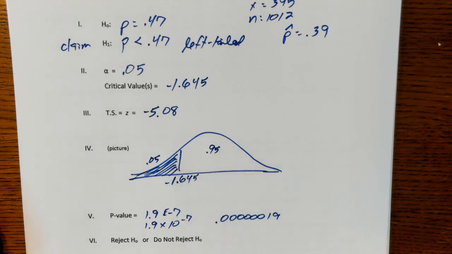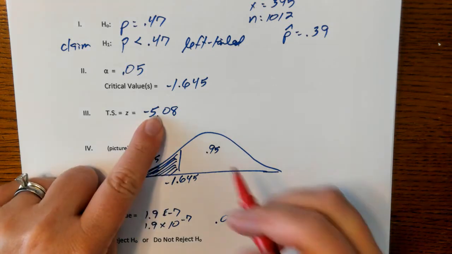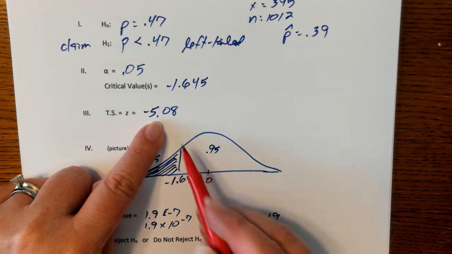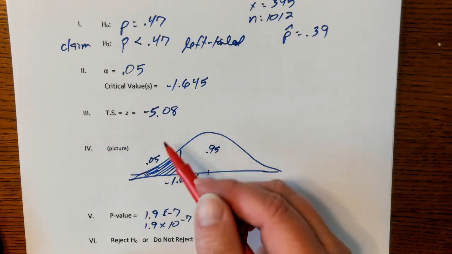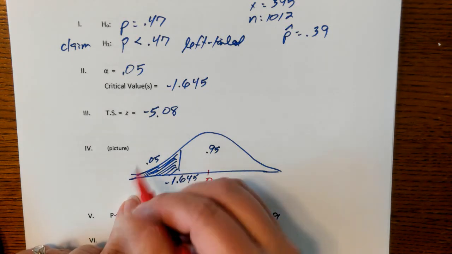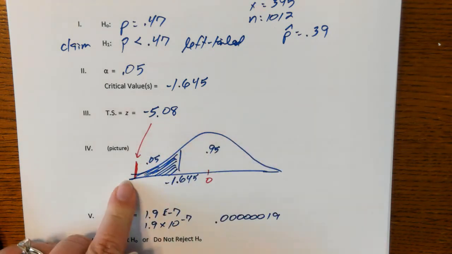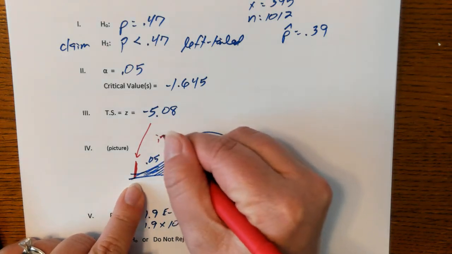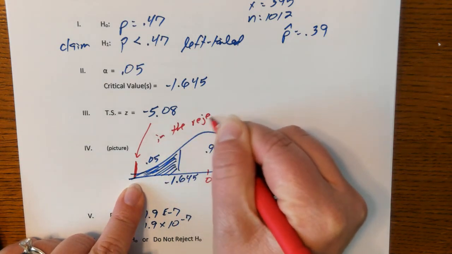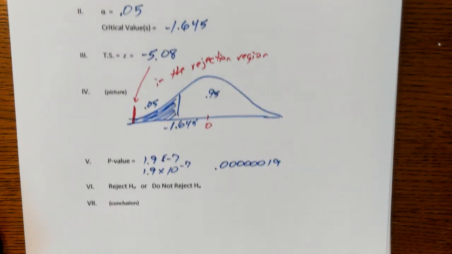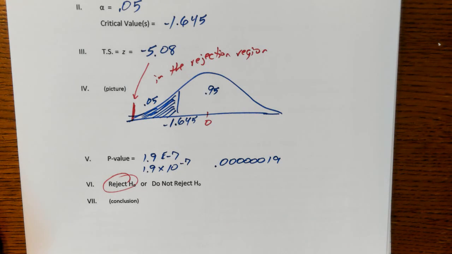Okay. Now, where did our test statistic fall? Well, our test statistic was negative 5. That means it's 5 standard deviations to the left. Actually, a little bit more than 5 standard deviations to the left. Well, here's our z-score of 0, negative 1, negative 2, negative 3, negative 4, negative 5. Negative 5.08 is way down here in the tail. Okay? It is definitely in the rejection region. That means we will reject that null hypothesis.